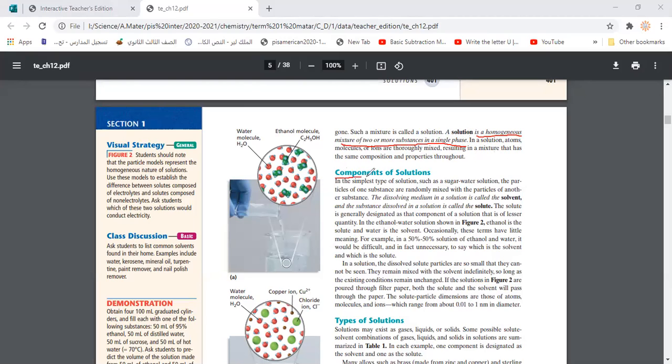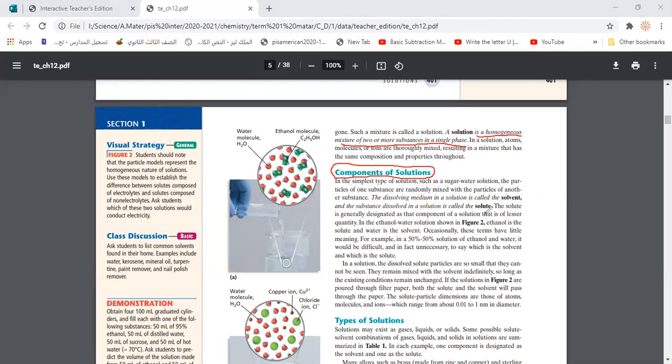So what are the components of a solution? If I can distinguish the components, for example, the solution of salty water, what is it made of? Easily, it's made of water and salt, or sugary water, so water and sugar. In that case, you always observe that any solution is made of two major components: one substance dissolves in another substance.